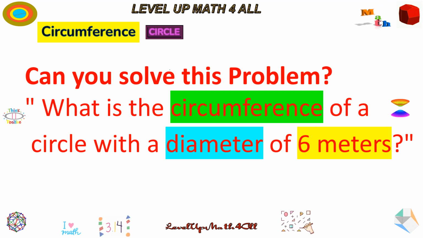Okay, it's your time to solve this problem on your own by applying the formula pi d, as we mentioned. For the circumference of a circle when given the diameter, you have to use the formula C equals pi d. So in this case, find the circumference of a circle where the diameter is 6 meters.